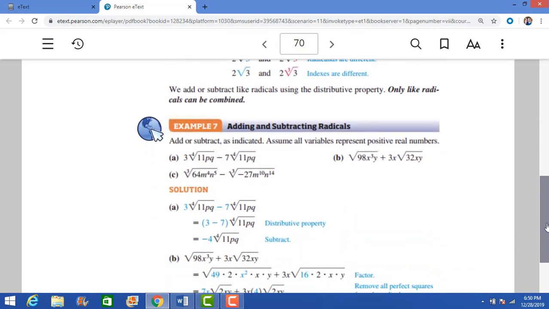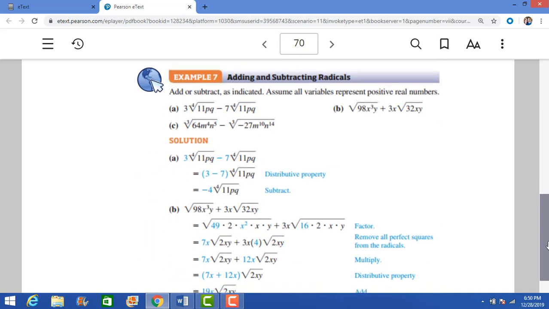So if we look at these under example 7, because these have the same radicand and the same index, we can combine these by the operation of subtraction. So what we could do is factor out these like radicands, and we can subtract the 3 and the 7. So we get 3 minus 7 times the like radicand. So again, we can factor out this like radicand, and we get negative 4 times this expression, and we're done.